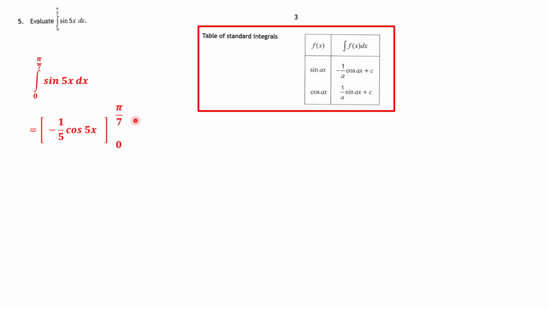Let's replace x by pi by 7 and 0. So we put pi by 7 here, and then we take away the same thing with x equal to 0 here. Now, tidy this up, we get negative 1 over 5 cosine 5 pi over 7 plus 1/5 cosine of 0. Why is it plus? A negative here times a negative there gives a positive there. Now we know that cosine of 0 is 1, so when we come to the calculator, we can just put down all of this as 1/5. 1/5 times 1 is 1/5.